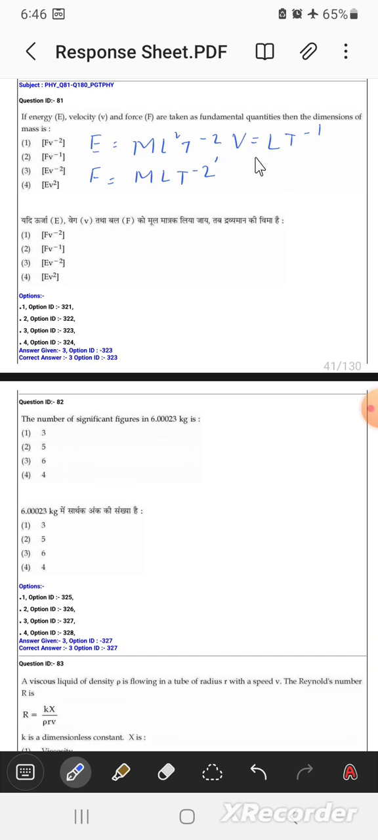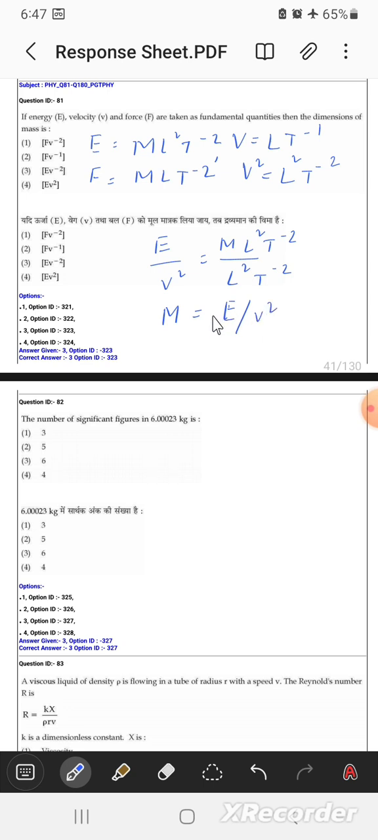Now this question is a little tricky. To solve it, if I take v square, squaring both sides, it will become L square T to the power minus 2. And if I take the ratio of E and v square, E by v square, it will become M L square T to the power minus 2 over L square T to the power minus 2. So remaining will be only M. So the dimension of m in terms of energy, velocity and force will be E by v square.